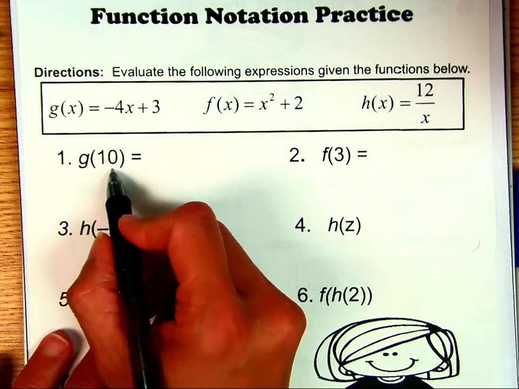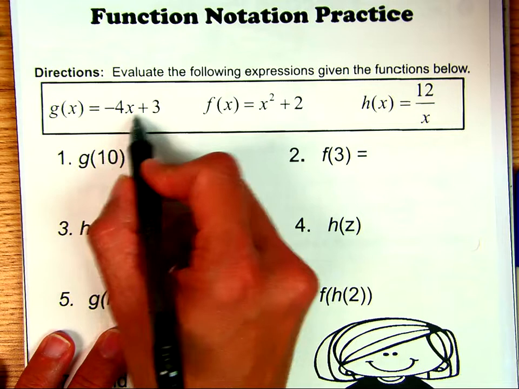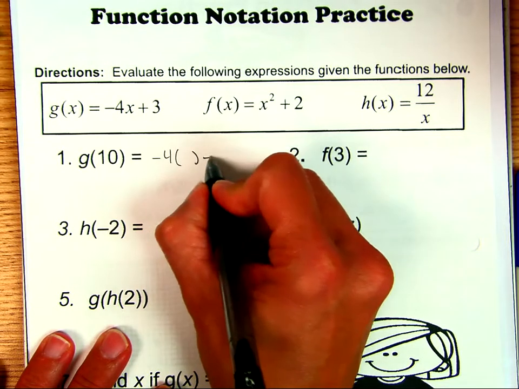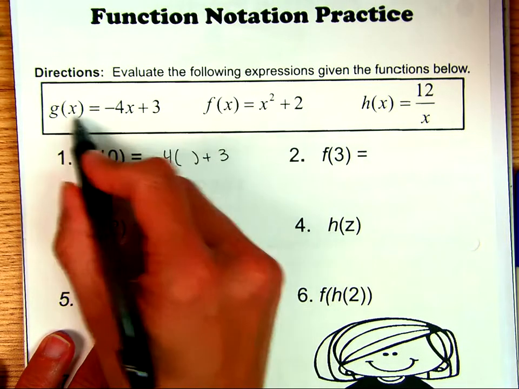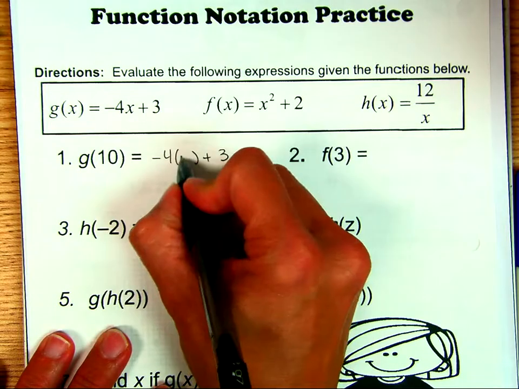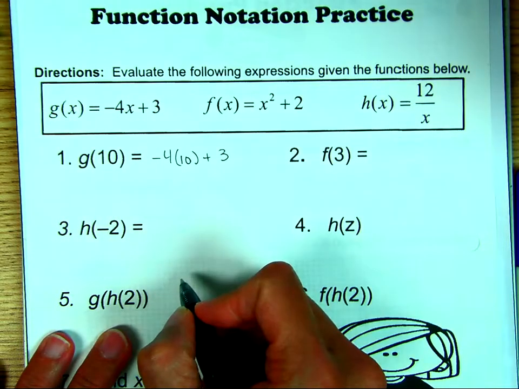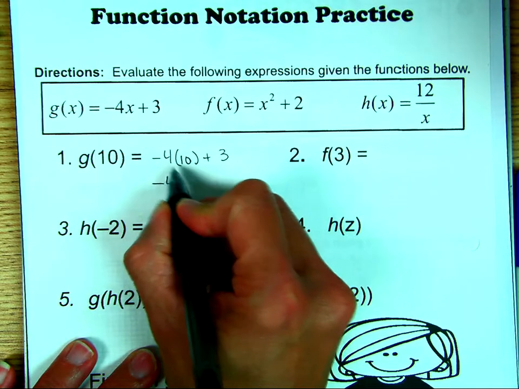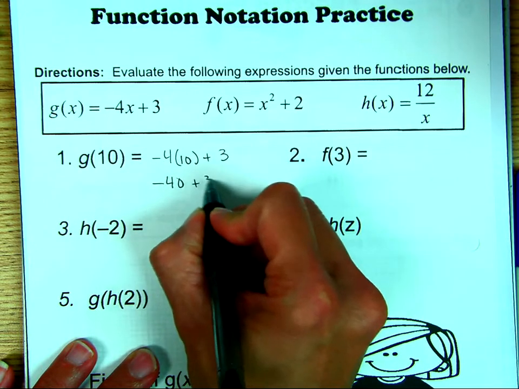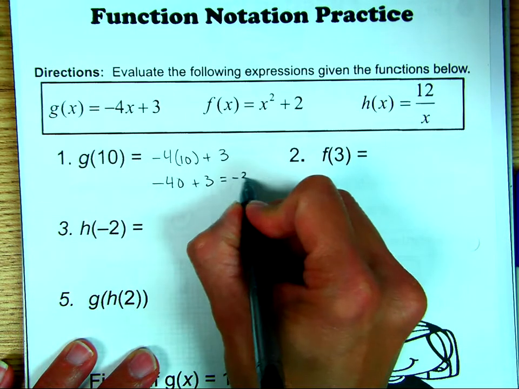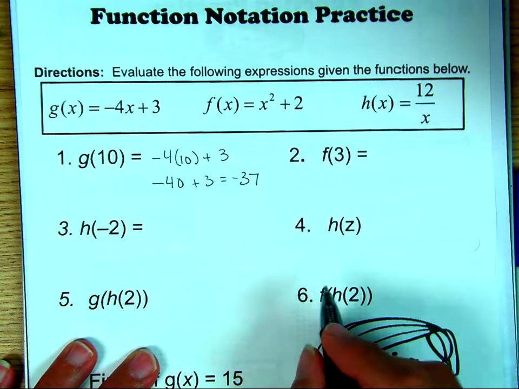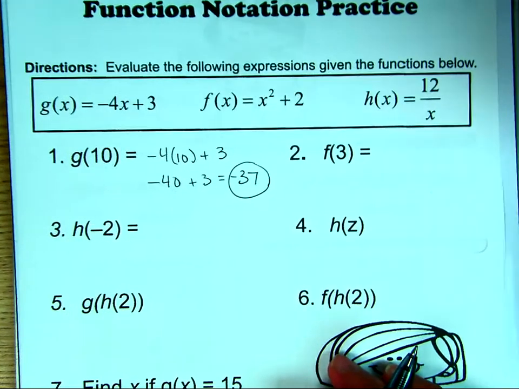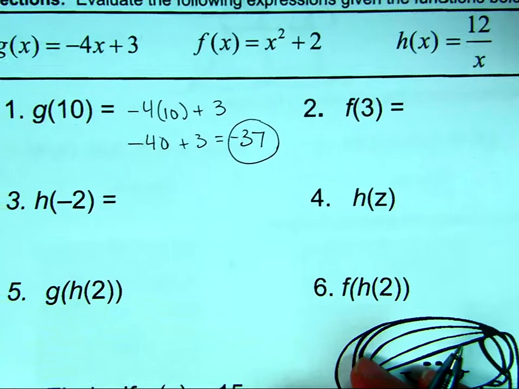So g of 10 means you're going to go to g of x, this function, you're going to take this rule, and instead of x, because the x has been replaced with 10, you're going to put a 10 there. So we are going to say negative 40, because negative 4 times 10 is negative 40, plus 3, and negative 40 plus 3 is negative 37. So we say that g of 10 is negative 37.